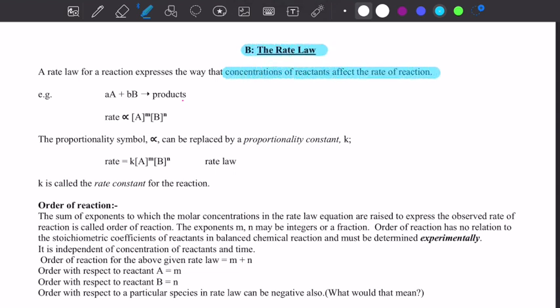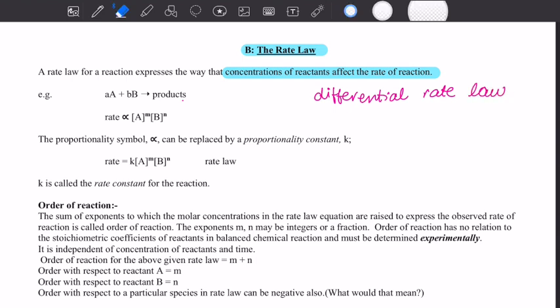So the rate law is basically an expression that relates concentrations to the rate of the reaction. This is true actually only about the differential rate law. We will also look at what is called the integrated rate law, but in general when people talk about the rate law, they're just talking about the differential rate law. So it is only telling you how concentration of a particular reactant can change the rate of the reaction.